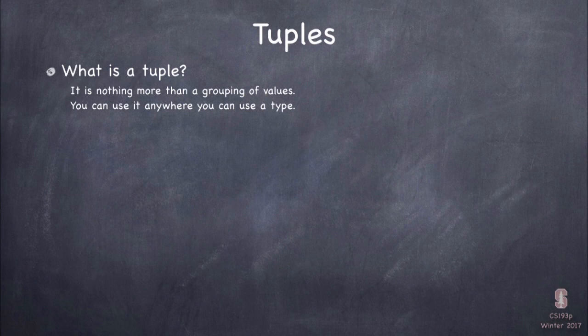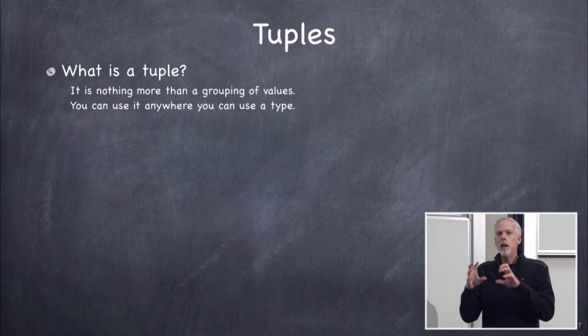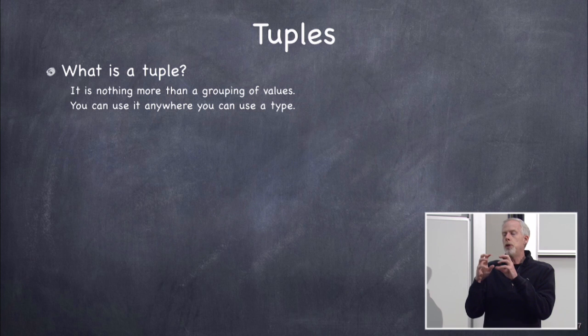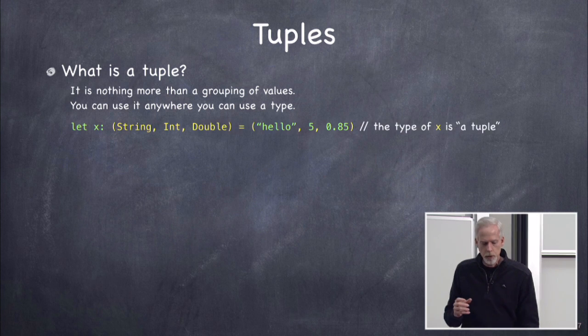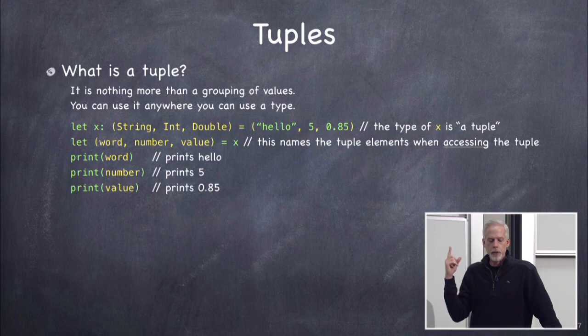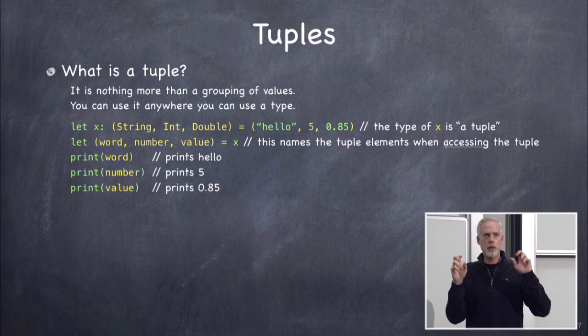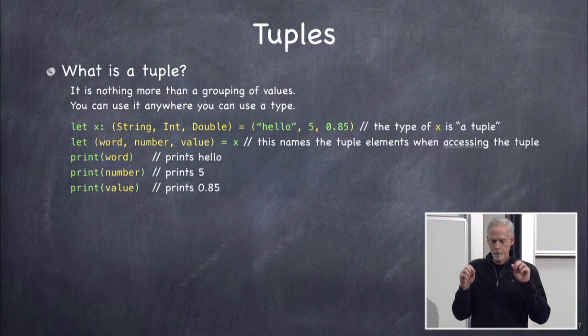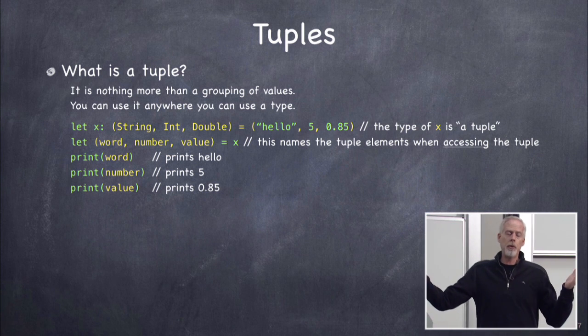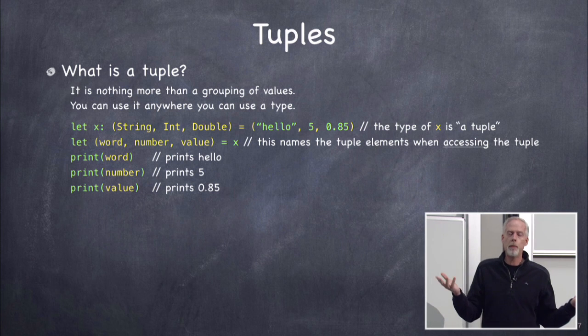All right, tuples. I had you skip tuples in reading assignment 1, but you'll be reading about them in assignment 2. What is a tuple? Super simple: it's just a grouping of values, and you can use it anywhere you're using a type. It looks like this. For this constant x, I'm setting its type to be a tuple with a String, an Int, and a Double. That's its type. A tuple can have any number of things in there, but realistically we probably only have 3 or 4, sometimes only 2.